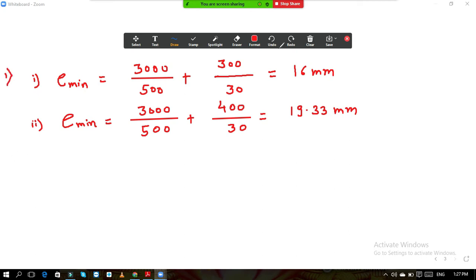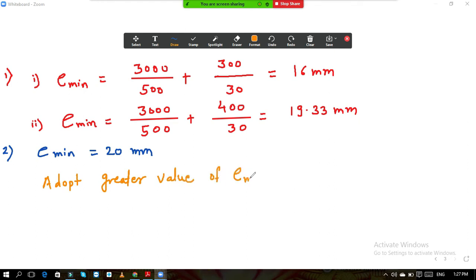Okay, now second thing is we will always take E minimum as 20 mm. So now adopt greater value from these. Adopt greater value of E minimum, which is equal to, what is the greater value? It is 20 mm. So our E minimum is 20 mm.